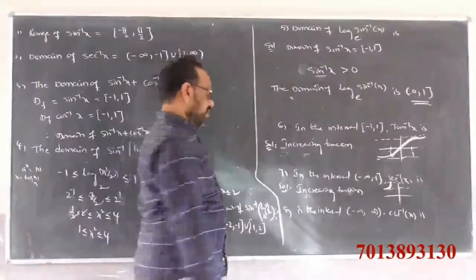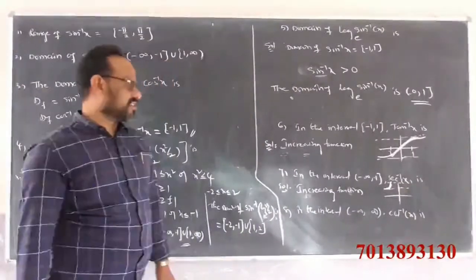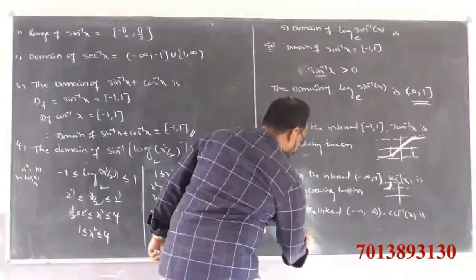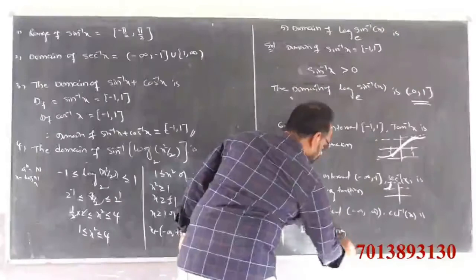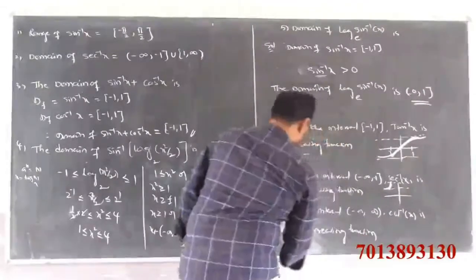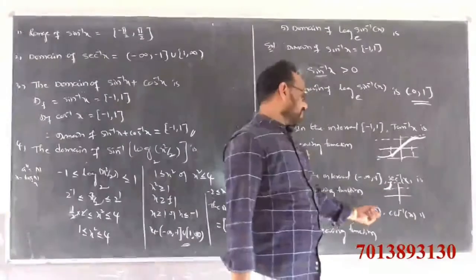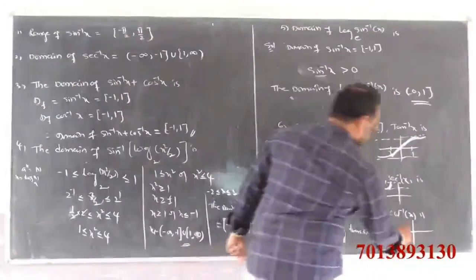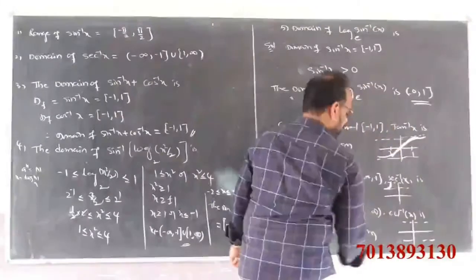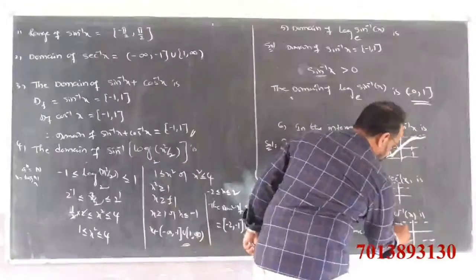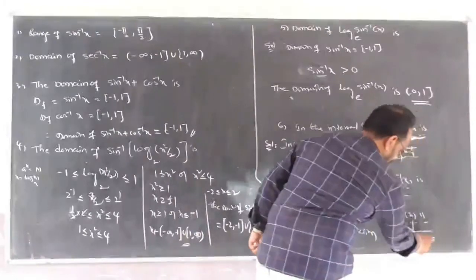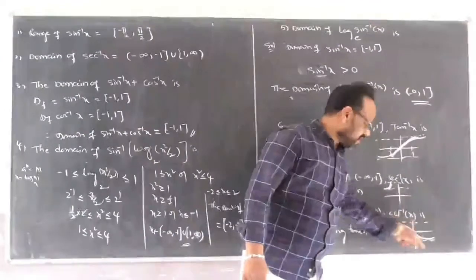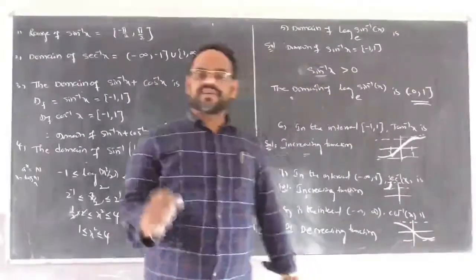In the interval minus infinity to plus infinity, what is cot inverse x? If you observe the cot inverse x graph, it is clearly a decreasing function. In that interval, minus infinity to plus infinity, cot inverse x is clearly a decreasing function. If you observe the graph of cot inverse x, from minus infinity to plus infinity, the graph is clearly decreasing.